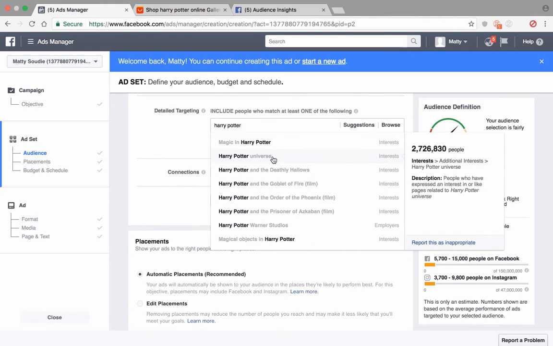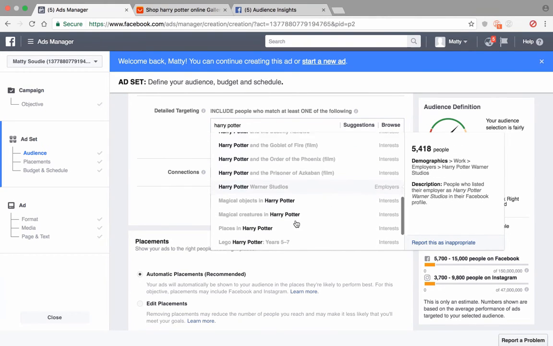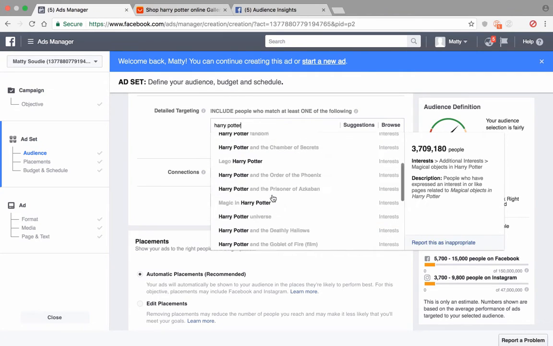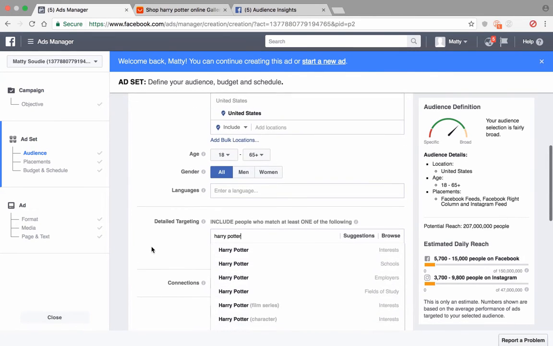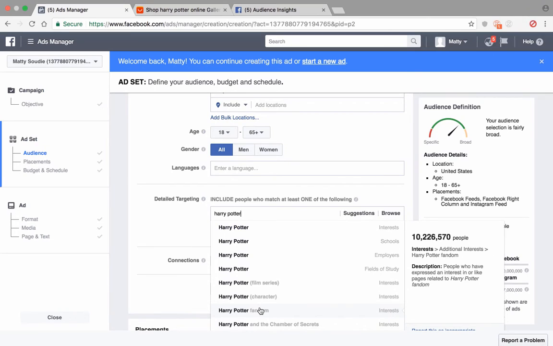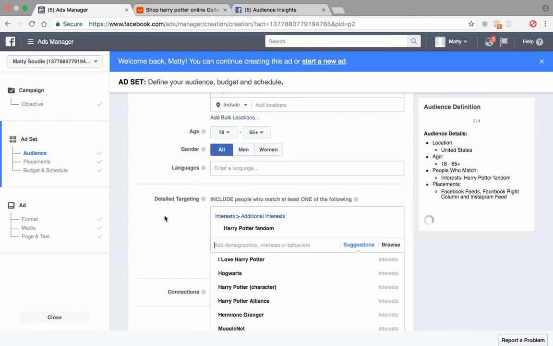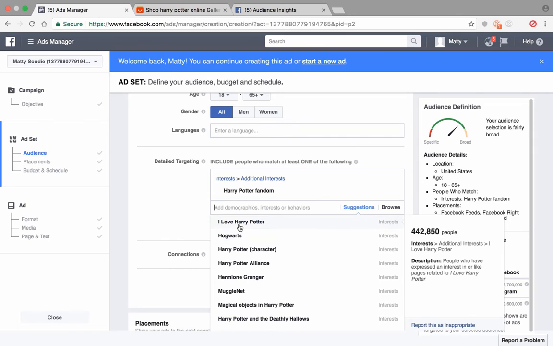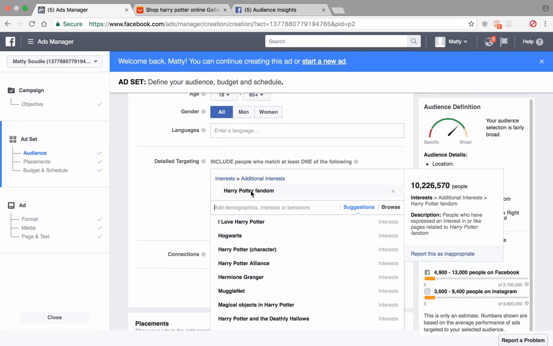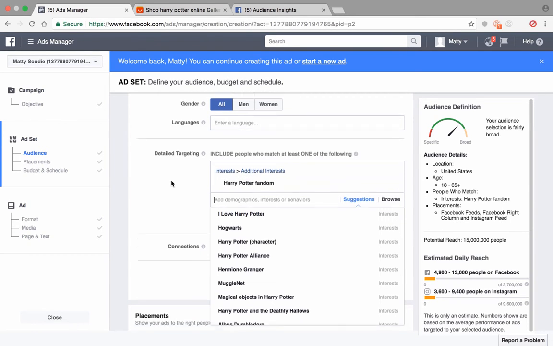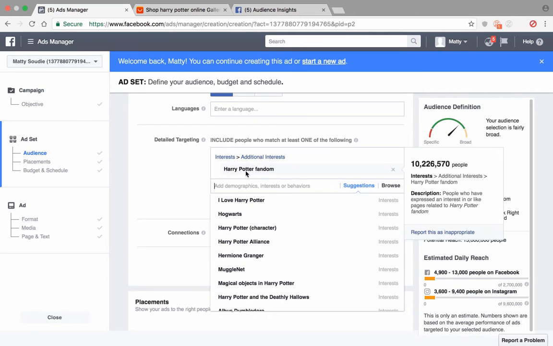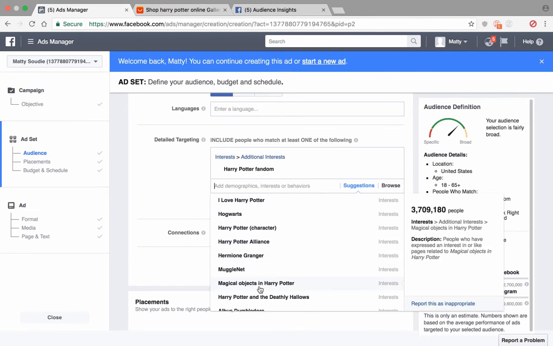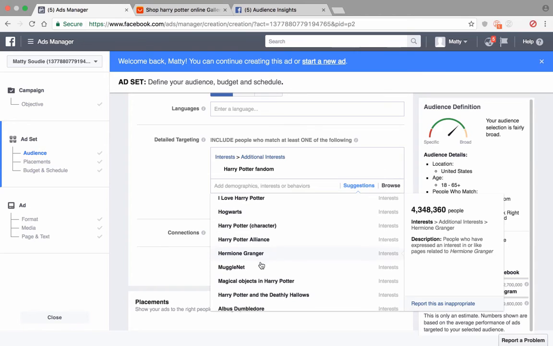Harry Potter universe. So I'd probably go for Harry Potter fandom. Let's click Harry Potter fandom. And the cool thing about the Facebook ads platform is that it starts to suggest other interests that are very similar in nature to the ones that you have initially selected. So if this is really targeted towards Harry Potter fans, well, guess what? Facebook's going to come along and say, hey, look, here's more targeted interests for you.